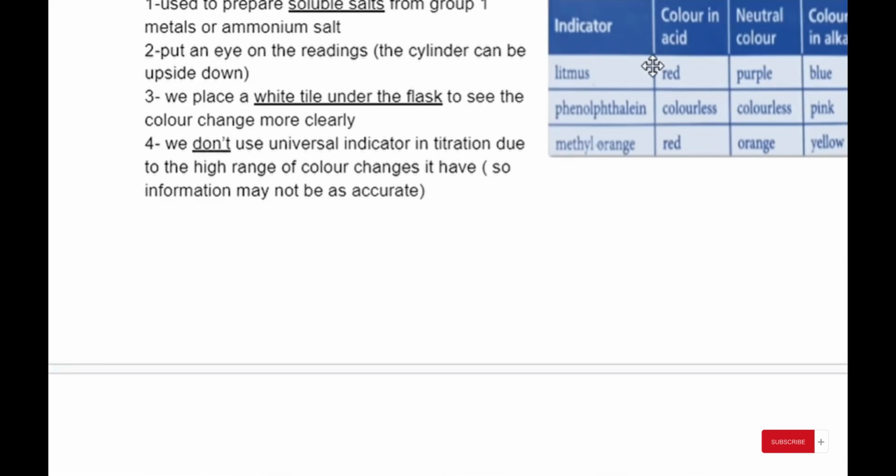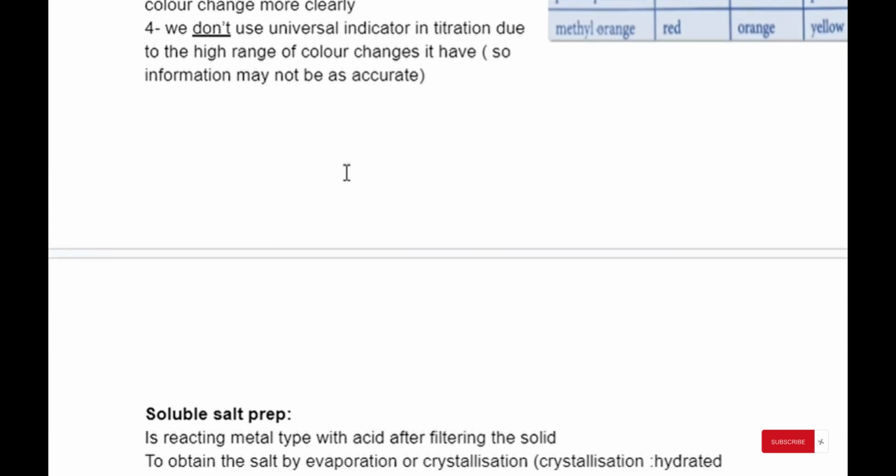And I also recommend you to memorize this table that I am placing right here because it literally summarizes everything that you need to know.